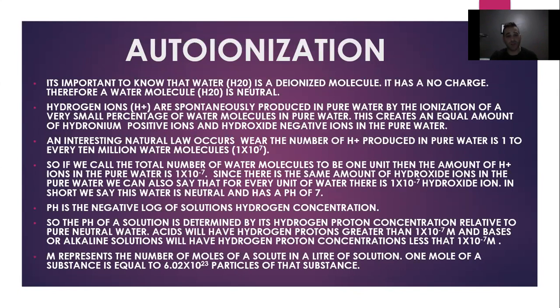M represents the number of moles of a solute in a liter of solution. 1 mole of a substance is equal to 6.02 times 10 to the 23, so that's 23 zeros after 6.02, particles of that substance, okay?